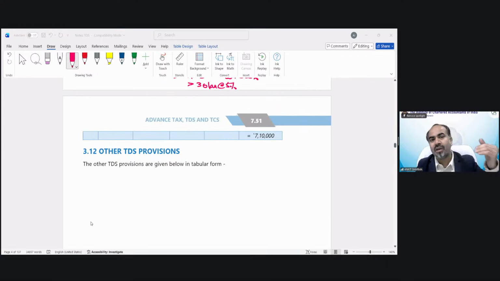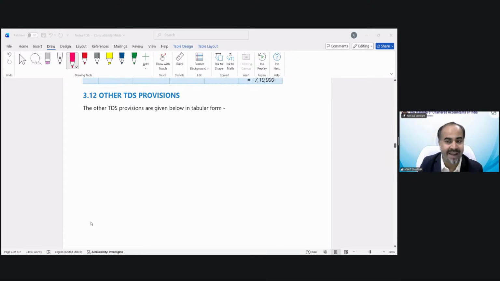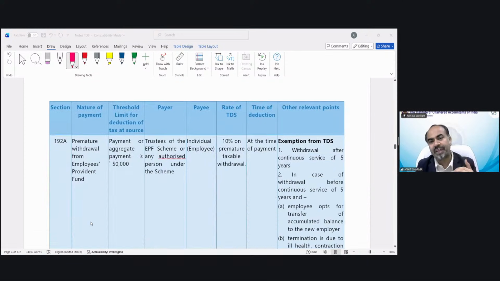So these are the sections which have been explained in your study material in detail, but TDS has not ended yet. There are certain more TDS provisions that are not discussed deeply, but those are also important from the point of view of your examination. Section 194T2A, premature withdrawal from employees provident fund.